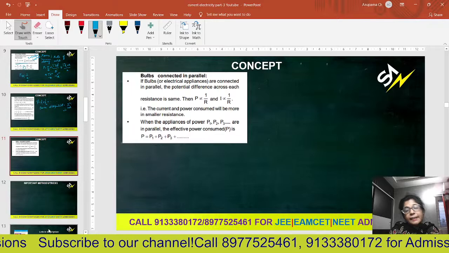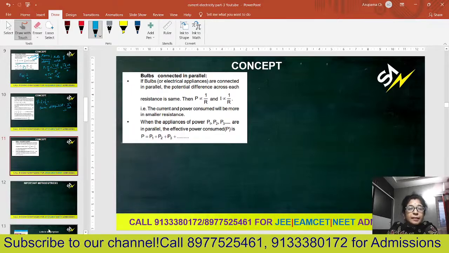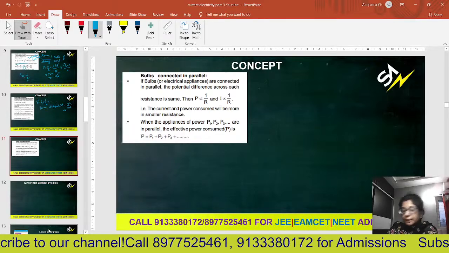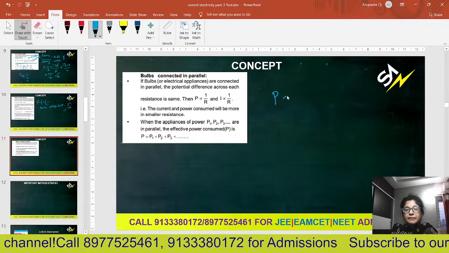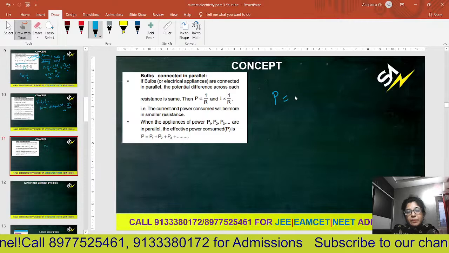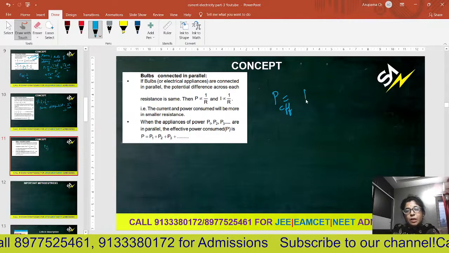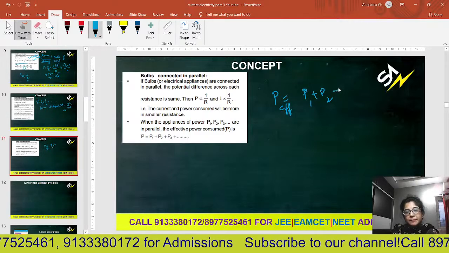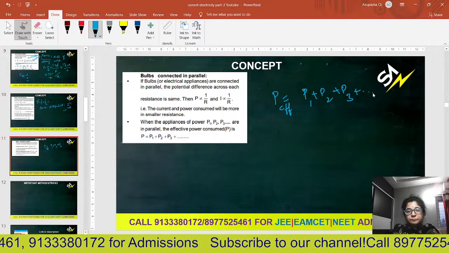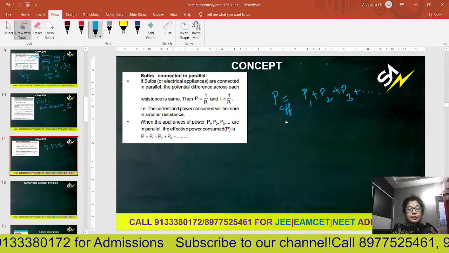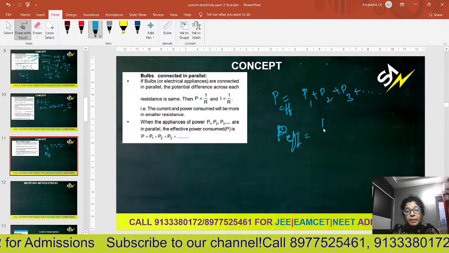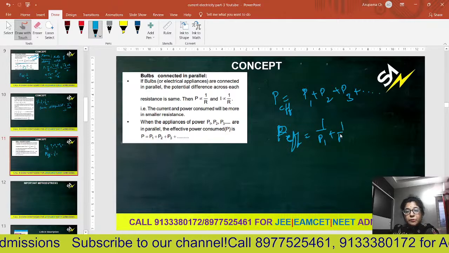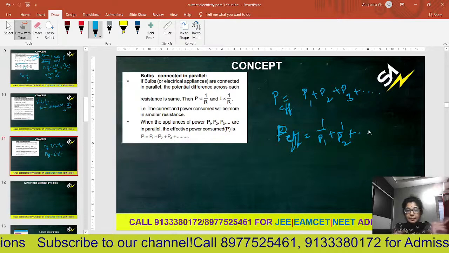Such electrical appliances, when you are connecting parallel to each other, then the effective power is given by P equals P1 plus P2 plus P3 and so on. That was in series connection. In parallel, P effective is given by 1 by P1 plus 1 by P2, and so on, right? So that is the difference.